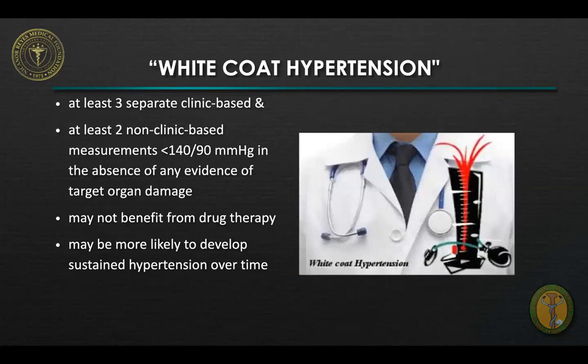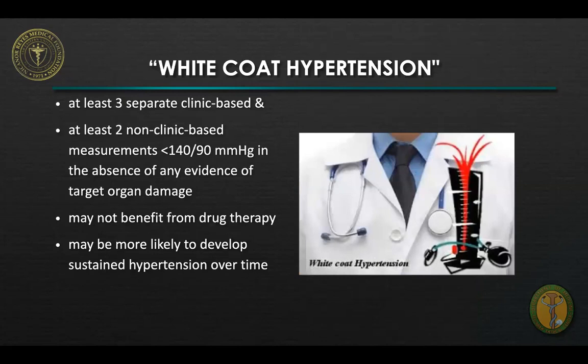White coat hypertension is defined as at least three separate clinic-based blood pressure readings of more than 140/90, or at least two non-clinic-based measurements of less than 140/90 millimeters of mercury, in the absence of any evidence of target organ damage. This usually does not benefit from drug therapy.